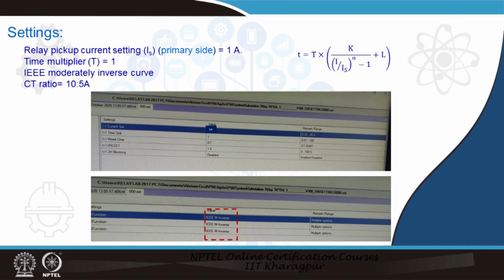CT primary is nothing but connected to the system side, the power system side, for which the relay is being connected to protect. We have a time multiplier setting of 1 second here, which we can also vary, as we have already seen, we can have numerous options on that. And then the characteristic curve which we have picked up is the IEEE moderately inverse curve. We have numerous curves as already mentioned in our last table also, and we have also seen from the relay that there are numerous characteristic curves available.